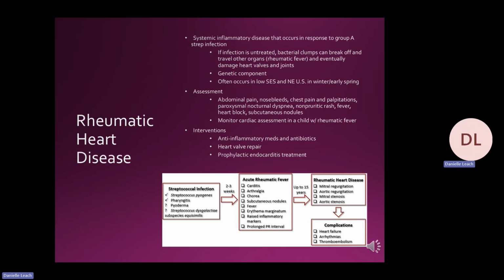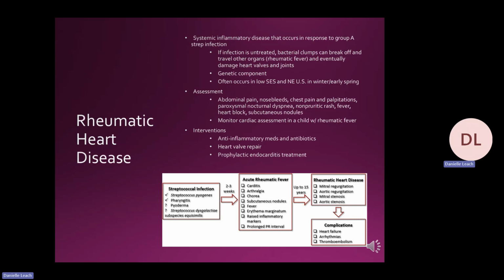Rheumatic heart disease. So rheumatic heart disease is a systemic inflammatory disease that occurs in response to group A beta hemolytic streptococcal infection. So usually strep throat or scarlet fever. So if the patient doesn't get treatment for their strep throat, maybe it's only partially treated or it just doesn't necessarily kill all of the bacteria, the infection can spread into the bloodstream.